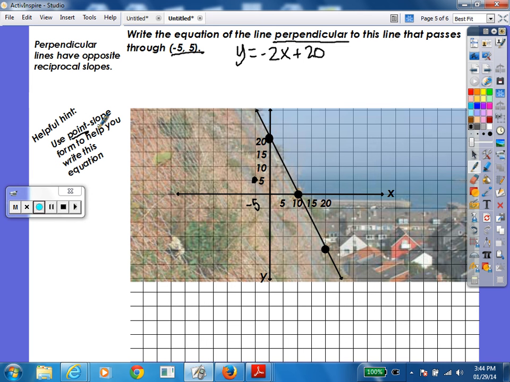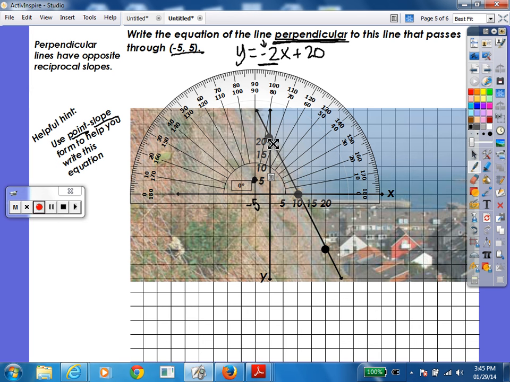Again, point-slope form is what we're going to have to do because we have a slope. Of course, we're doing perpendicular, so we've got to think about what that means in regards to our slope. And we have a point. So we have a slope and we have a point. So perpendicular lines, watch this. I'm going to get this guy out.